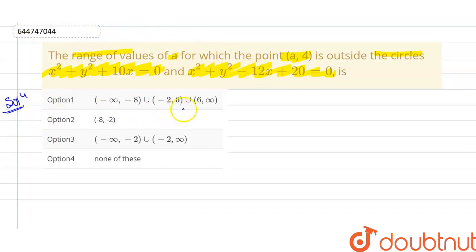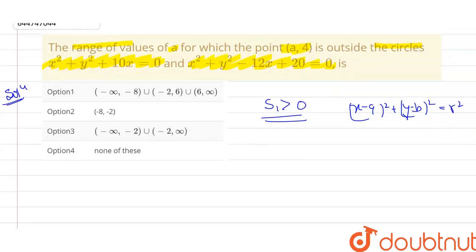What we can do first, we know that for the equation of a circle, these are my equations of circles. My equation of circle S1 is always greater than 0 for an outside point. Why does this condition follow? Because the equation of a circle is basically (x minus a) whole square plus (y minus b) whole square equals radius square. Every term has a square, so every value is positive, so that's why we say S1 is always greater than 0.